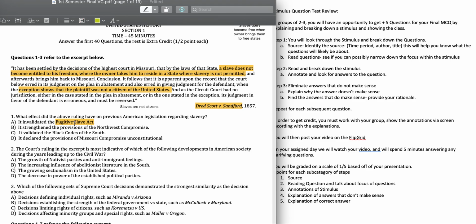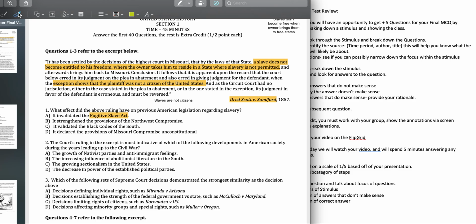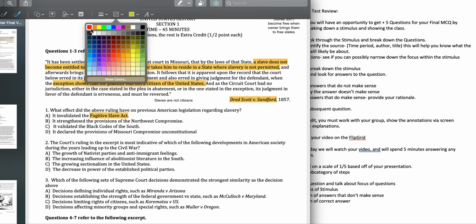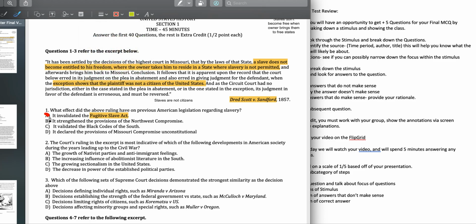If it said it validated the Fugitive Slave Act, maybe that's a little bit. So I know right here that this is probably false. I'm going to take the pen and draw an X, right? So probably not A. It strengthened the provisions of the Northwest Compromise. Well, the Northwest Compromise didn't have anything to do with slavery. So this one should have been automatically out in the first place, right?